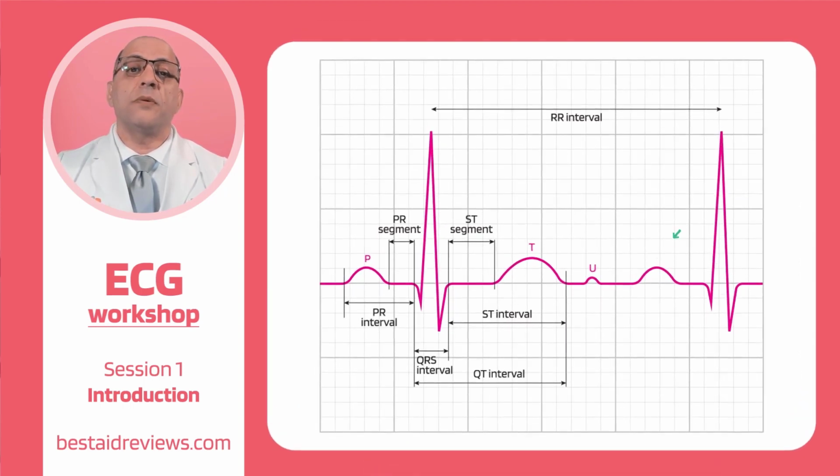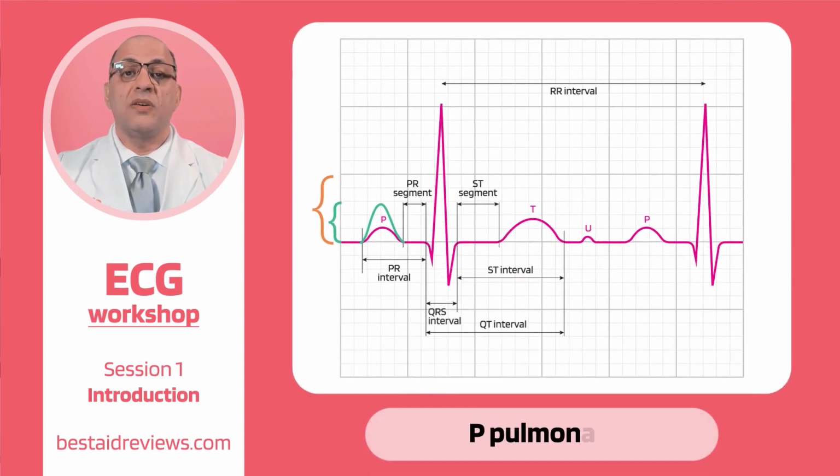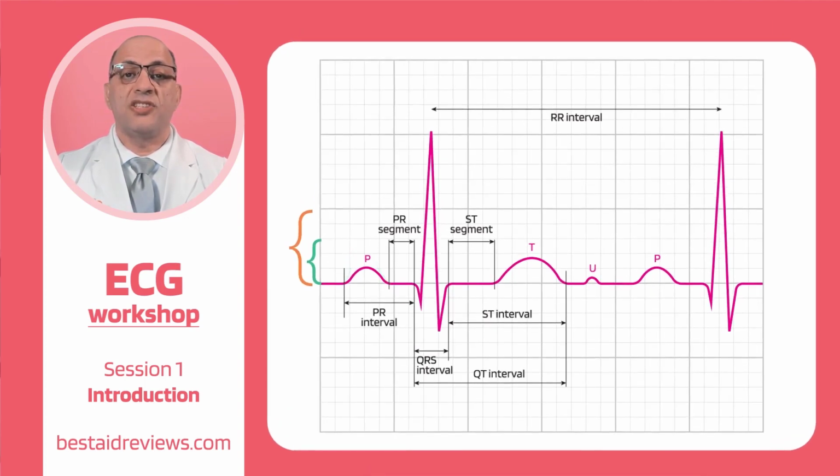So let's look at the P wave changes. The P wave can be big, the height can be more than normal, and if it passes half of a big box, which is more than 2.5 millimeters, then we call it P pulmonale, which is a sign of right atrial hypertrophy. So if you look carefully here, you see in EKG small boxes and big boxes.